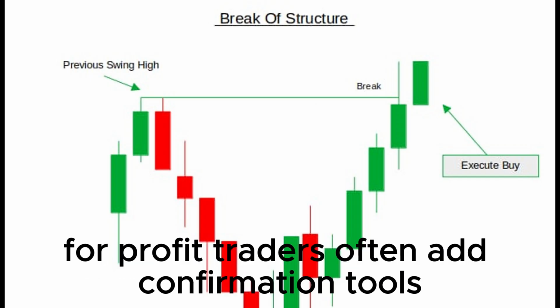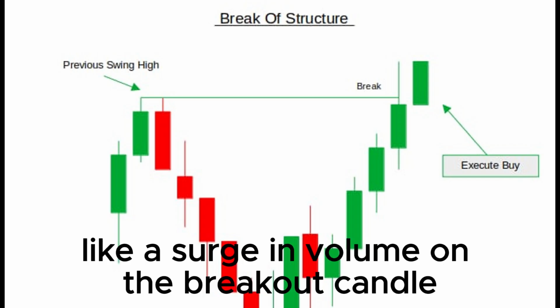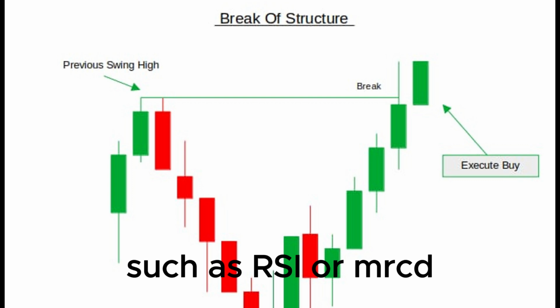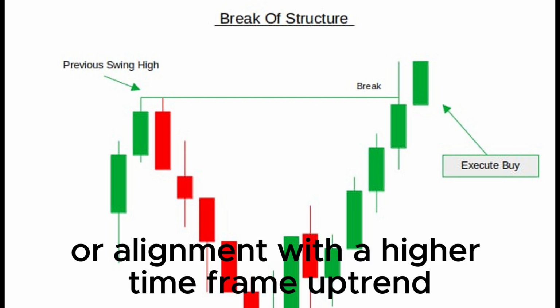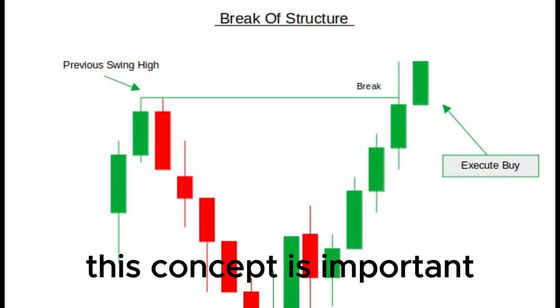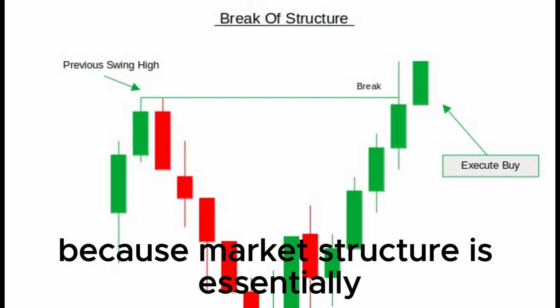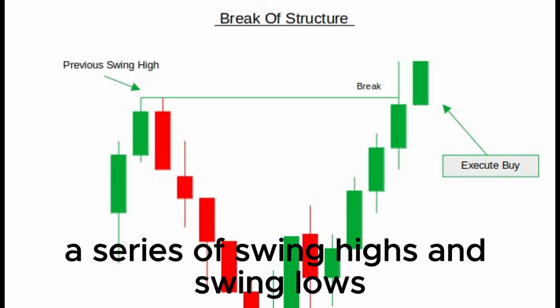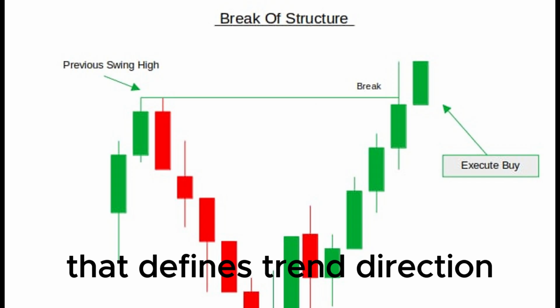Traders often add confirmation tools, like a surge in volume on the breakout candle, bullish divergence on momentum indicators such as RSI or MACD, or alignment with a higher time frame uptrend to increase the reliability of the signal. This concept is important because market structure is essentially the roadmap of price movement, a series of swing highs and swing lows that defines trend direction.